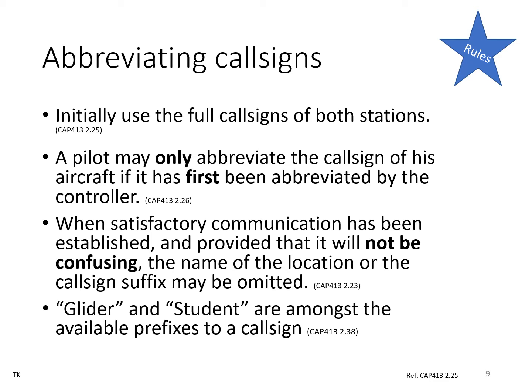We also have some prefixes that we might use. We've covered glider, but student is also available and denotes a solo flight by somebody under instruction. Useful if you're in that situation and want a bit more help or consideration.